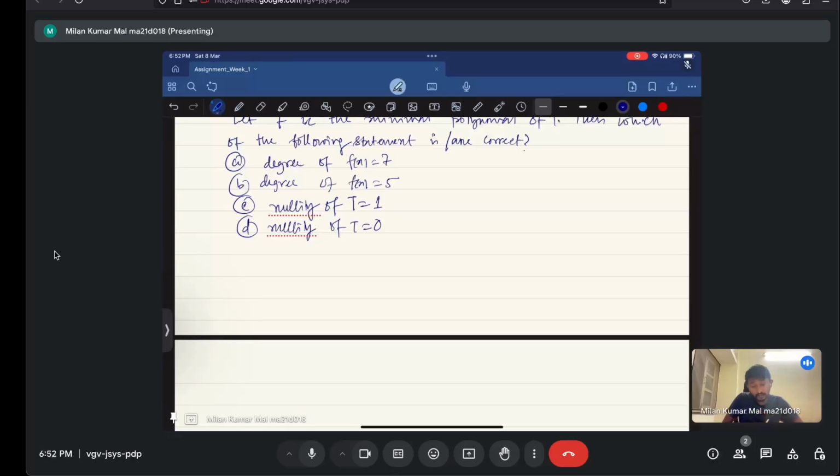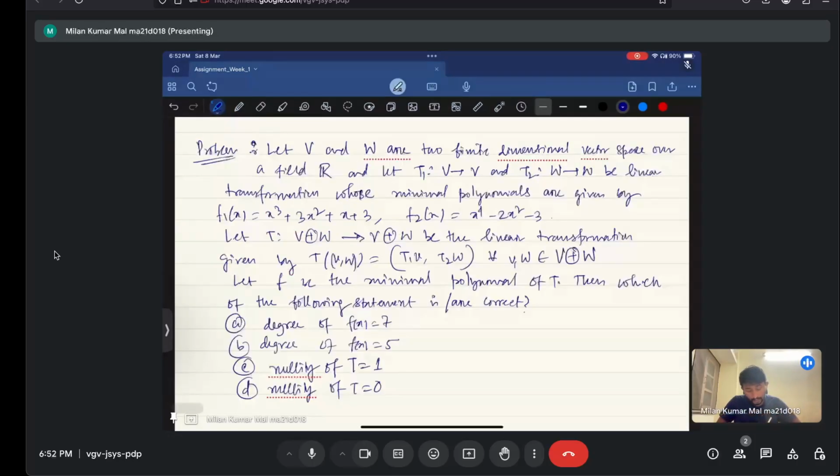So here one can see that V and W both are separate vector spaces. And V direct sum W here is a finite dimensional vector space over the field R. V direct sum W is already a vector space of separate vector spaces. Therefore, for any linear operator, the matrix representation of V and W will be block diagonal.